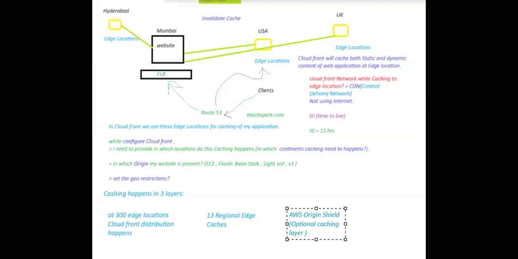If you enable it, then only it will be created. It's an additional caching layer created between regional edge caches. In between 2 regional edge caches, these AWS Origin Shield caches will also be created. So these are the 3 layers where your caching happens in an AWS CloudFront distribution.